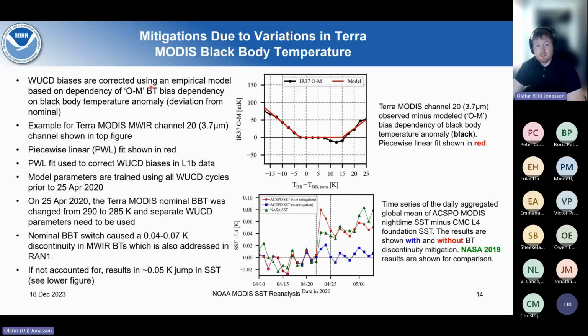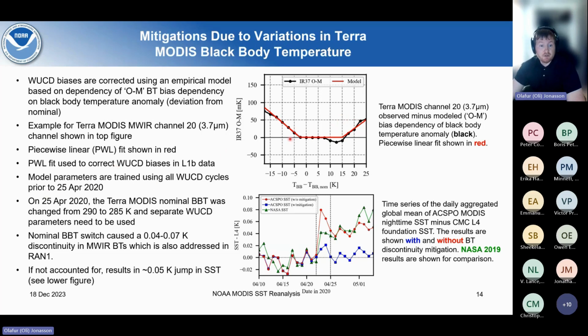These are corrected for using an empirical model, based on the dependency of observed minus model BT bias on the blackbody temperature anomaly. We show an example here for Terra MODIS mid-wave IR channel 20. We can see here the blackbody anomaly. At 0, we obviously have no bias, but when the blackbody is cold, we have positive bias, and when the blackbody is warm, we have warm bias. Black is the experimental results, and red is our piecewise linear model. We use this piecewise linear model to correct the BTs in the L1B.